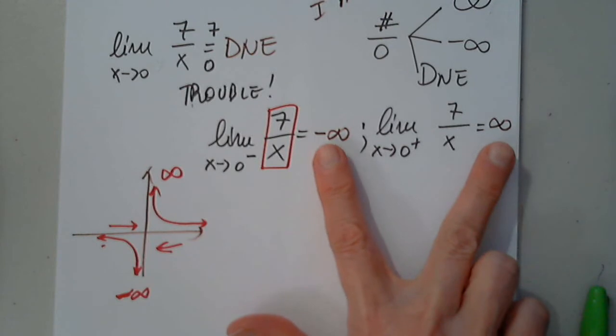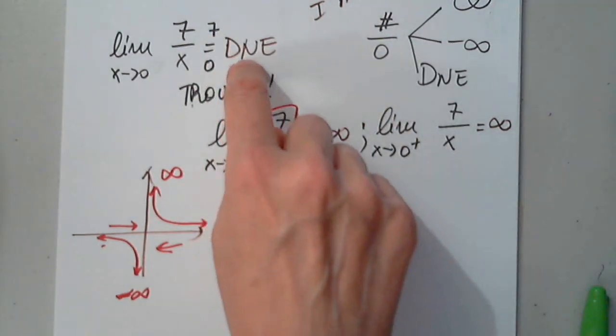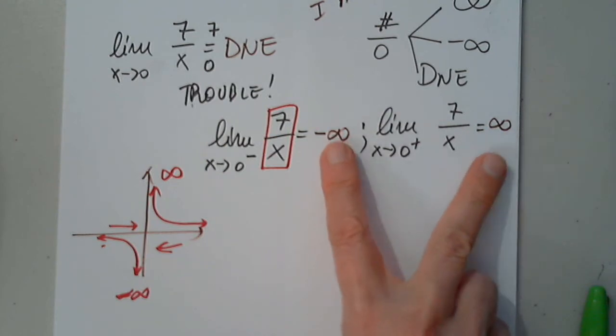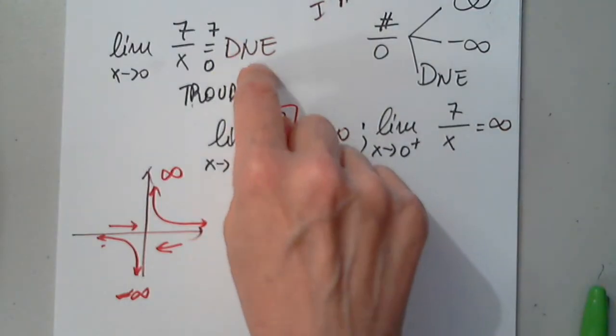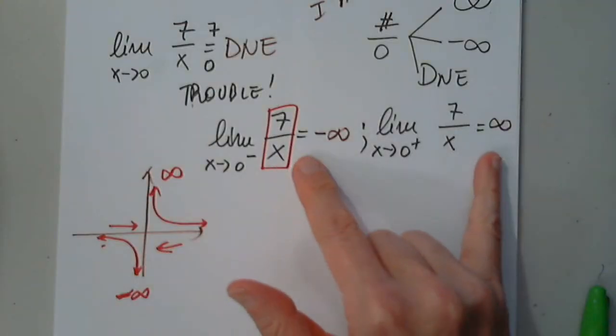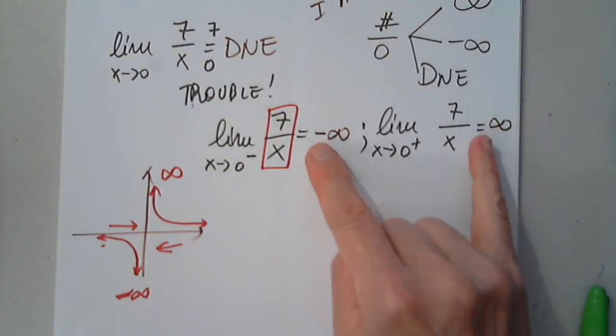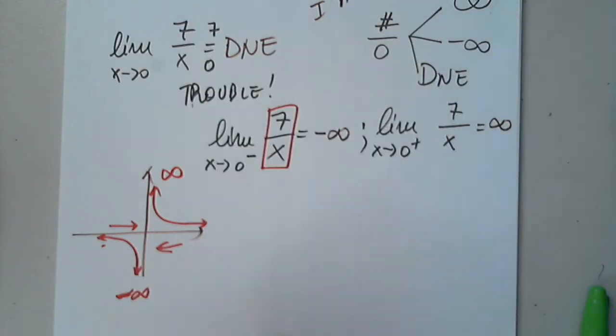Because if these two are both infinity, I cannot write DNE. I have to write infinity. If these two are both negative infinity, I cannot write DNE. I have to write negative infinity. But it happened that one was positive, one was negative, so I have to write DNE. But I need to determine both before I write DNE.